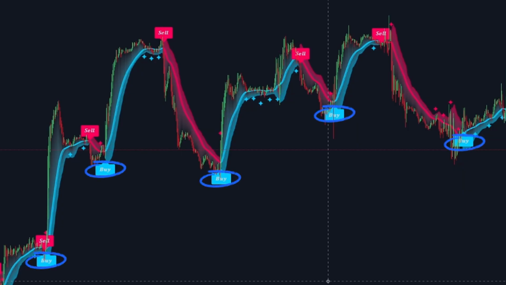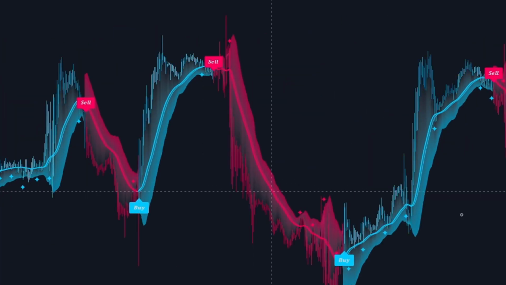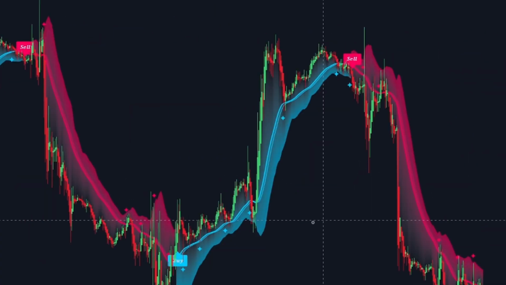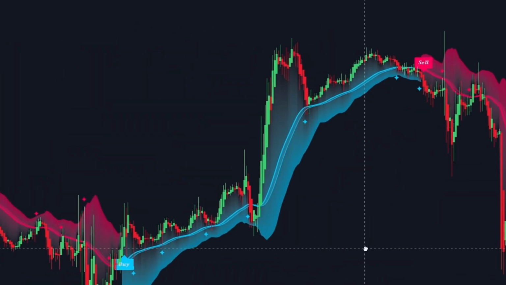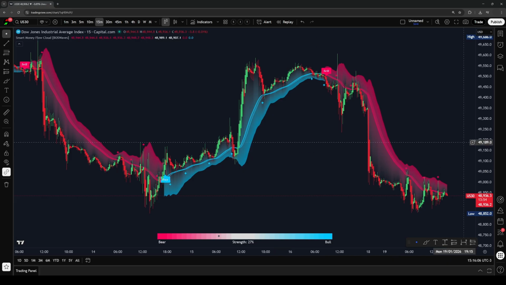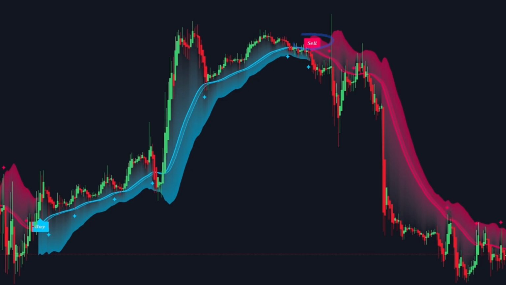These buy signals appear when price breaks above the adaptive upper band, confirming bullish momentum supported by strong money flow. As long as price remains inside the bullish cloud, the indicator maintains a bullish market bias. These sell signals are generated when price breaks below the adaptive lower band and the cloud shifts to bearish conditions. This suggests a potential distribution phase or trend weakness.